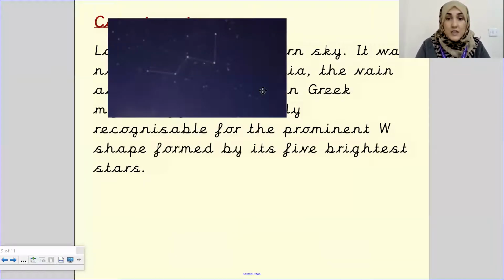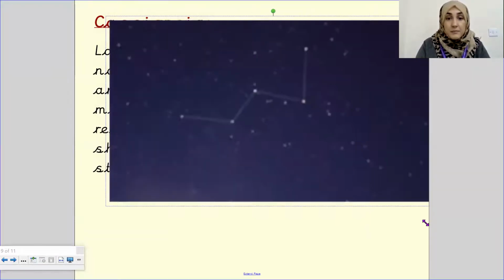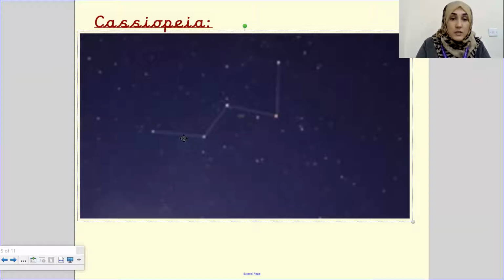So if I zoom this in, if I make it a bit bigger, so you can see that they've got 1, 2, 3, 4, 5. Can you see the 5 stars? They're not actually joined, because the stars are hundreds of thousands of miles away from each other. Can you see that if you connect the dots of these 5 brightest stars, it makes a W?